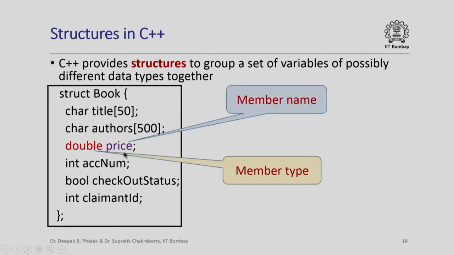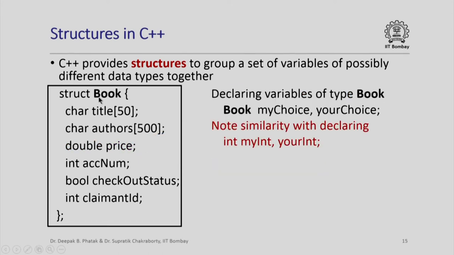Now, a member of the structure has two parts: it has a member type and a member name. So, here price is the name of a member of data type double. And as I just said, we could declare variables of this structure type book. So here I am declaring two variables, my choice and your choice, of structure type book, and note the similarity with declaring two variables, my int and your int, of data type int.